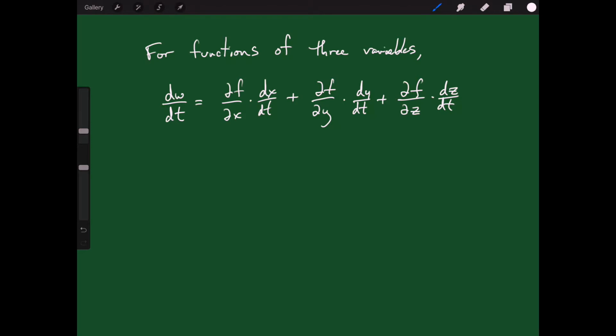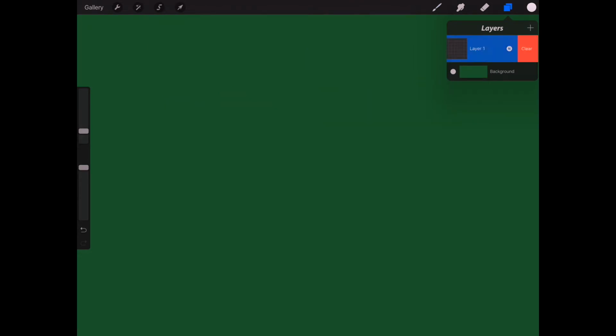Okay, so if we add in a third variable to our function, nothing really changes. We just have to add on this extra term, which is a partial of f with respect to z times dz dt, and everything works basically the same. Let's do a quick example of that so we can see how it would work with 3 variables.